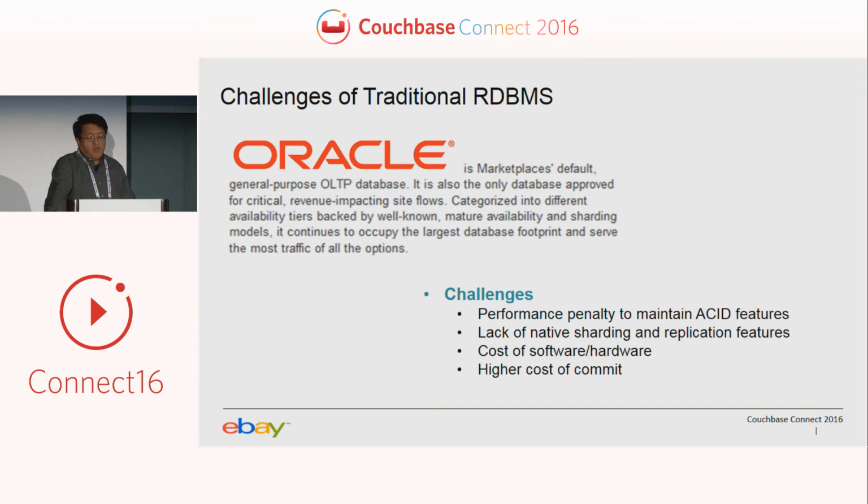infrastructure. So first example, Oracle maintains those ACID features. Relatively, it's very expensive. However, if you look at all the eBay use cases, some of them don't need those features. That means since Oracle implements these features, we have to take the performance penalty, even though we don't have to. Also, Oracle itself lacks native sharding and some native replication features.